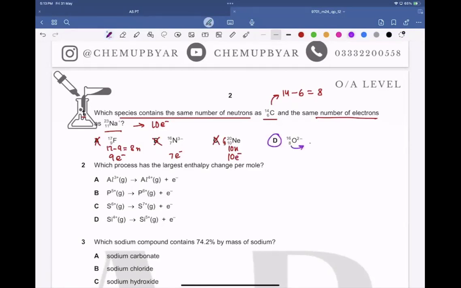8 and 2 minus makes it 10 electrons, and 16 minus 8 gives you 8 neutrons. Is this understandable?